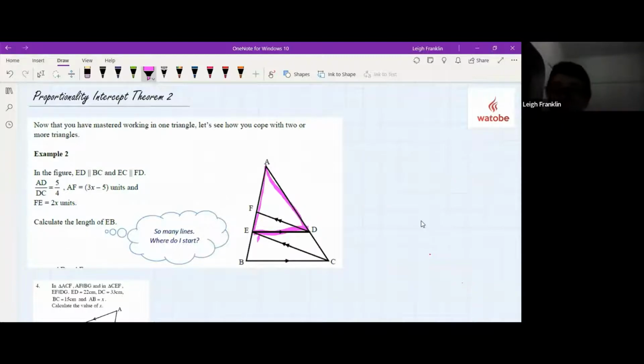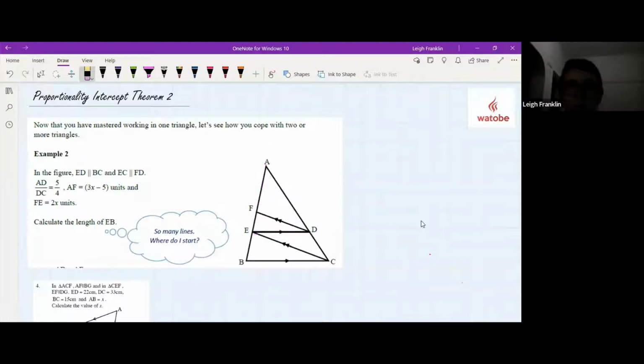Exactly. So that means that I cannot apply the proportionality intercept theorem to triangle AED. Remember, if I want to apply it, I have to have a line parallel to one side of the triangle that cuts the other two sides into the same proportions.